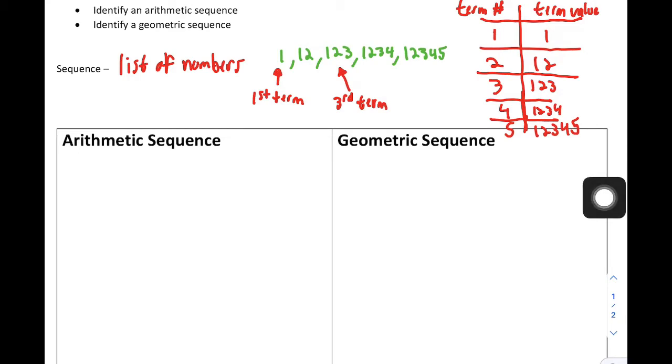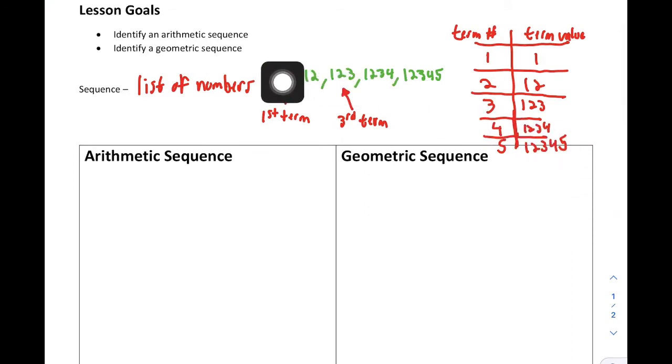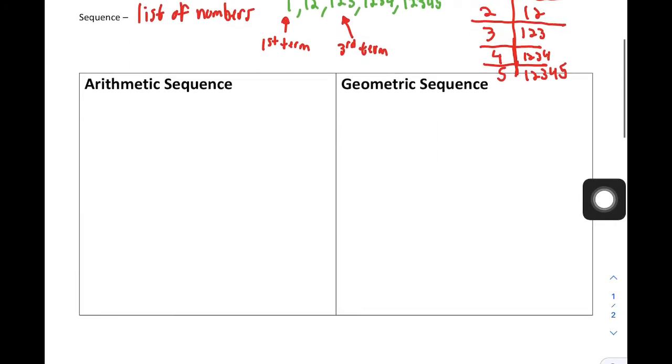And that. So with these sequences, you can see them in a couple different ways. You can see them as a list like this, or you can see them as a table, where on the left you have term number, and then on the right side you have term value. These two things represent the same sequence. Alright, now that you have an idea of what a sequence is, again, just a list of numbers, we have 2 types of sequences that we're going to be talking about in this course. We have arithmetic sequences and geometric sequences.